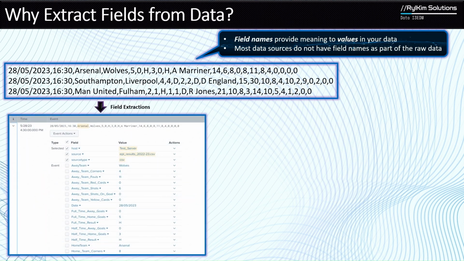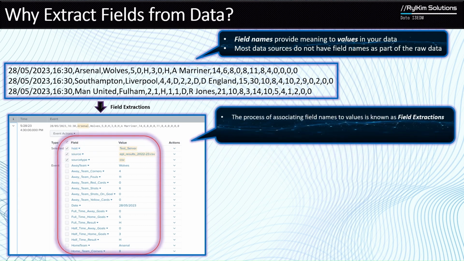So with the process of field extractions now, what you are doing is associating field names to the values that are present in this data. If you're looking at it here now, all of a sudden you say, oh, this other team here, that is Wolves, and you say, oh, that was the away team. And then you look at Arsenal, you go down here, you say, oh, Arsenal was the home team.